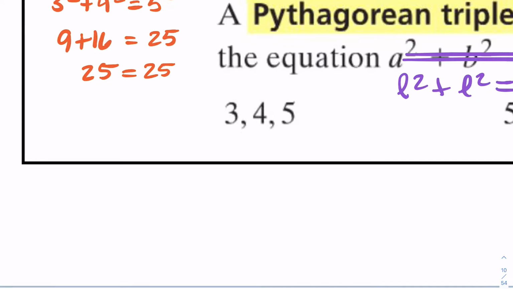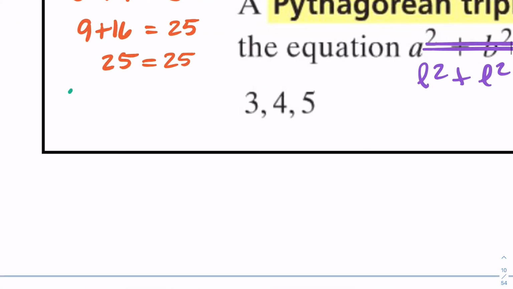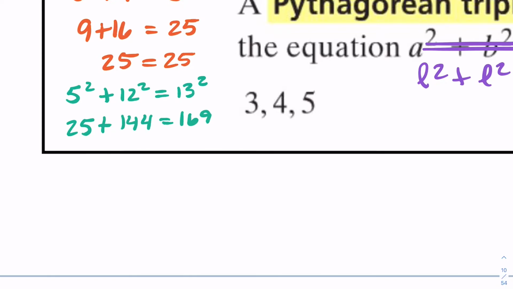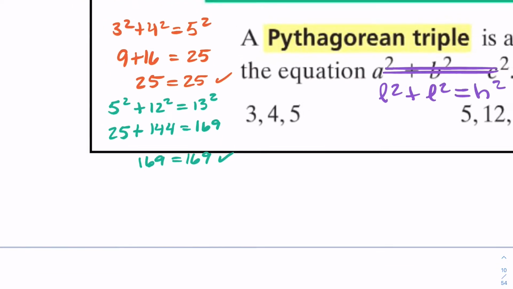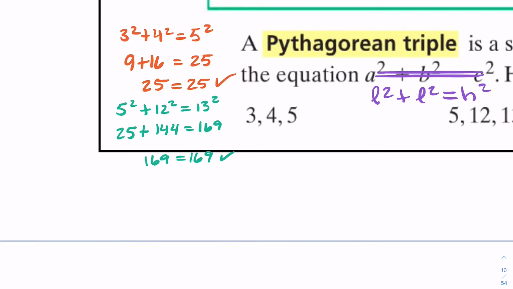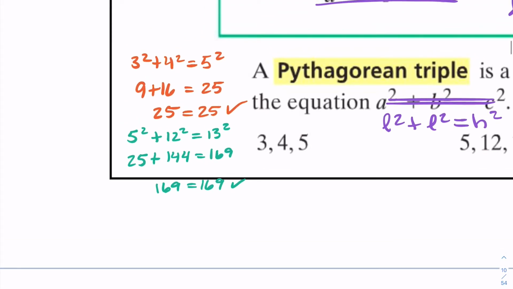Okay, here's another one. I'll do 5, 12, and 13. So 5 squared plus 12 squared equals 13 squared. So 25 plus 144 equals 169. And so 169 does equal 169. I'll put these proofs off to the side here.